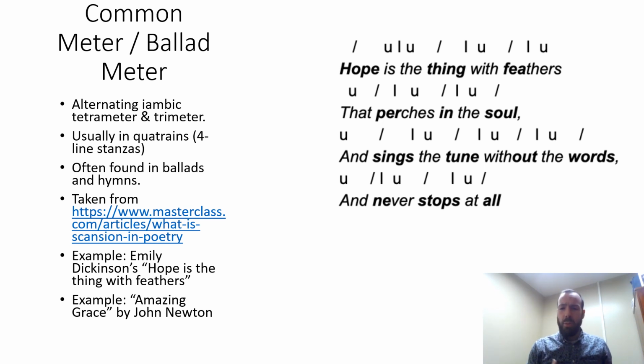Usually you get these in quatrains, those are 4-line stanzas, and you often find them in ballads and hymns. People are familiar with this, whether they know it or not, in a lot of cases. So listen to this example from Emily Dickinson, Hope is the Thing with Feathers.